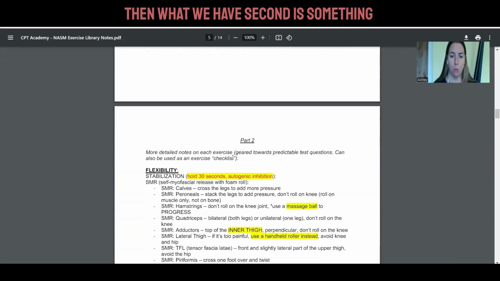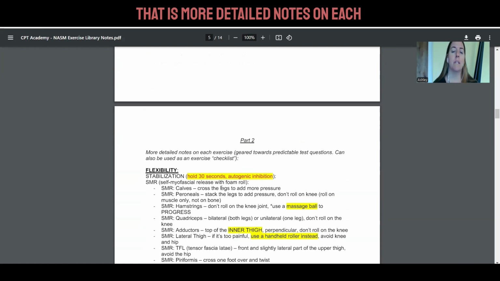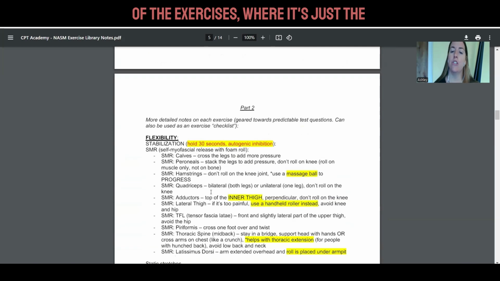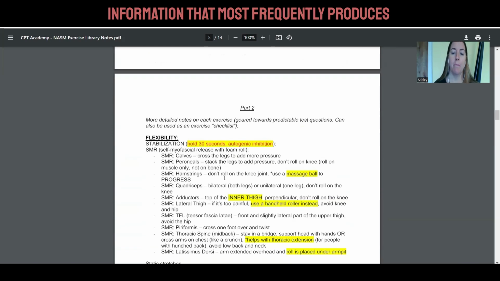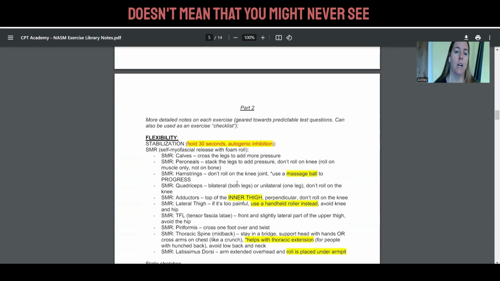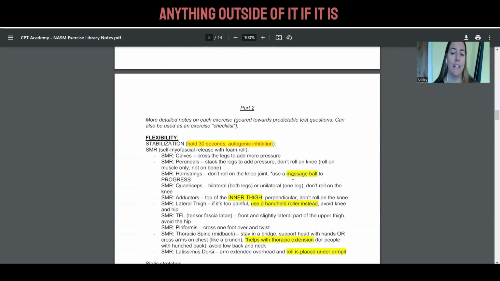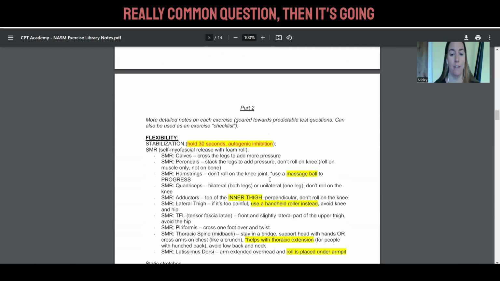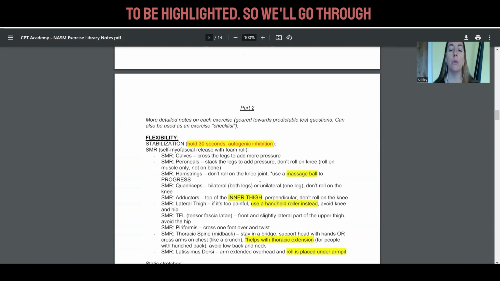Then what we have second is something that is more detailed notes on each of the exercises, where it's just the information that most frequently produces test questions that I'm aware of. It doesn't mean that you might never see anything outside of it. If it is a really common question, then it's going to be highlighted. So we'll go through all of that.